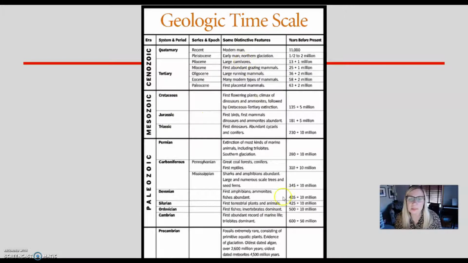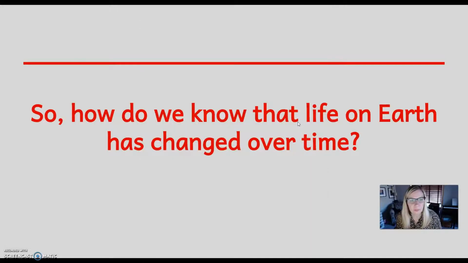So you were just supposed to look at this and answer some questions, get an idea of how life on Earth has changed. And so the question is, how do we know? How do we know this? We weren't there 181 million years ago. What is there that tells us this story? I think I heard you say it. It's called fossils. So today, we're going to learn a little bit about fossils.